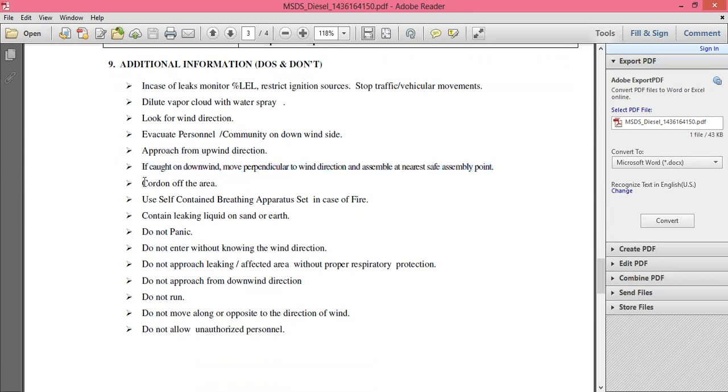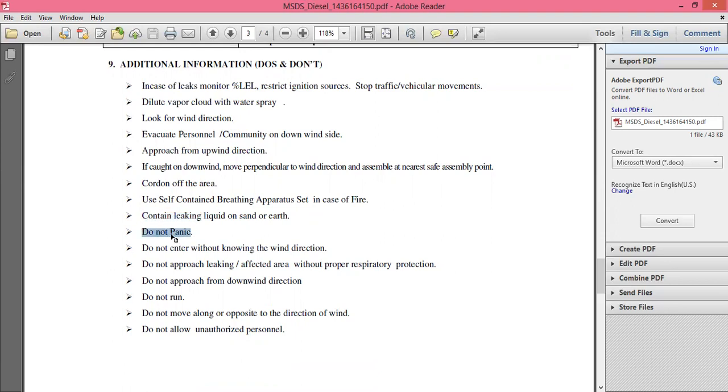You should cordon off the area where the spill has taken place. You should use a self-contained breathing apparatus set in case of a fire. You should contain leaking liquid. Okay, so if it is leaking from the pipelines on the ship, basically you should put your SOPEP in use.